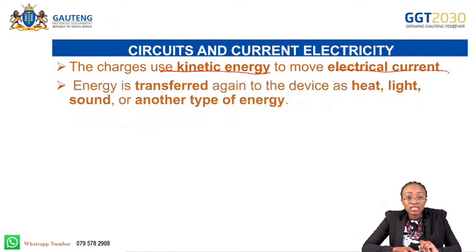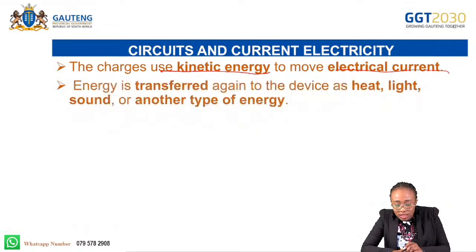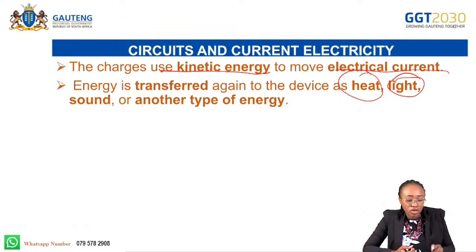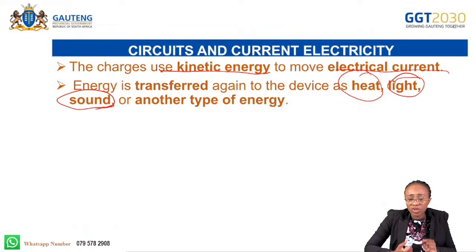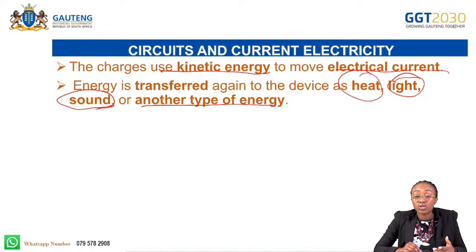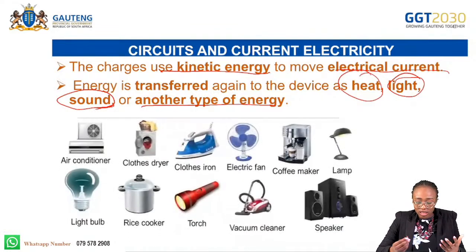The energy is transferred again to the device. If the device is a light bulb, we get light. We also get heat. If the device is a radio, we get sound. Or a bell, an electric bell, we get sound. Or an electric speaker, we get sound. Or any other type of energy. So a circuit is a system that transfers energy.